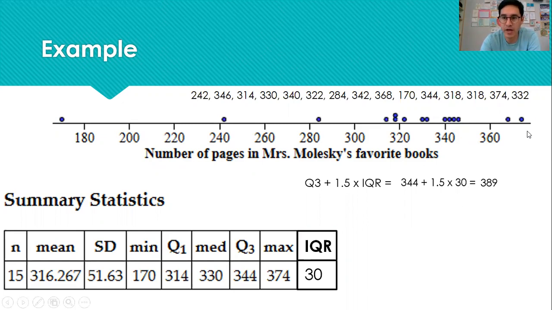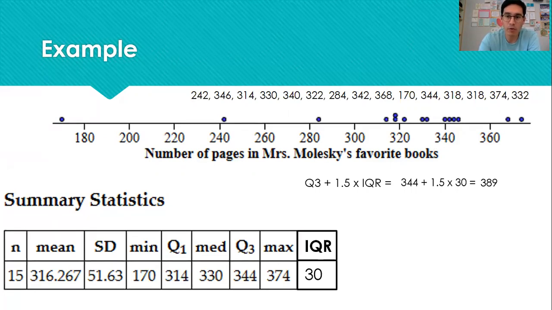Well, when we look at this dot plot, we see that it goes 340, 360. So this would be 380, right? So there's definitely nothing bigger than 389. So these two high points aren't actually outliers at all.